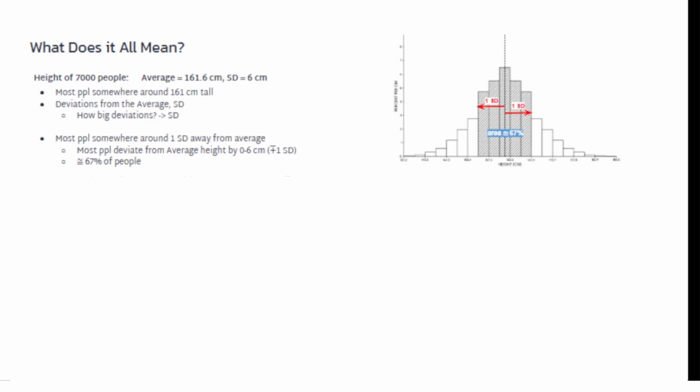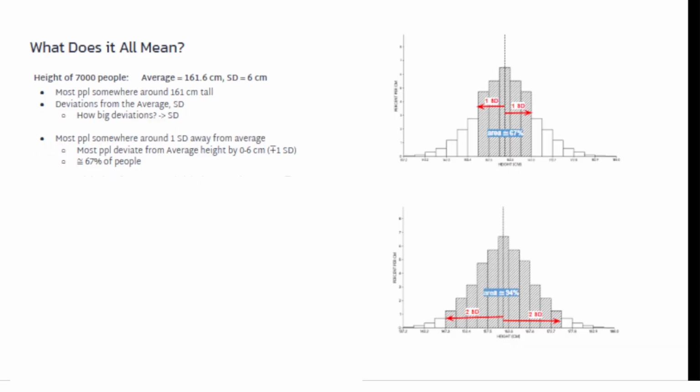So you can say that about 67% of the people deviated from the average height by one standard deviation, which is in this case 0 to 6 centimeter from the average. Now let's look at the same histogram. This time the zone within 2 standard deviation of the average is shaded. So the shaded area represents people who differed from the average height by 2 standard deviation or less.